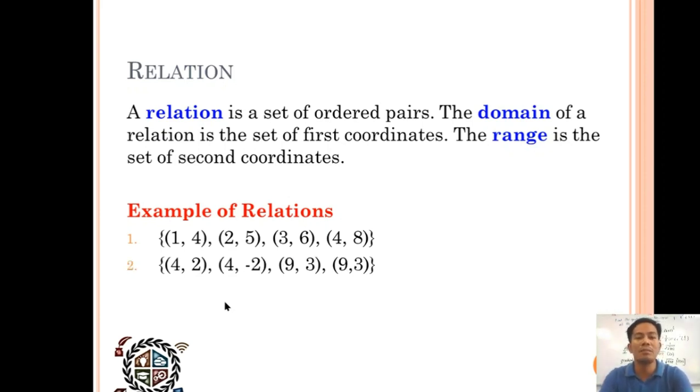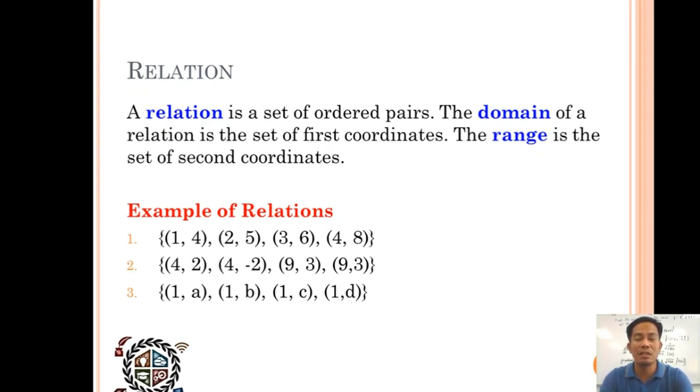Okay? Number 2, 4 related siya kay 2. 4 related siya kay negative 2. So, ibig sabihin, yung 4, related na siya kay 2, related pa siya kay negative 2. Yung 9, related siya kay 3. Yung 9, related again sa 3. Or it can be negative 3. By the way, naulit lang po yung ordered pair dito. Next, number 3, yung 1, related siya kay A, kay B, at saka kay C, at saka kay D.